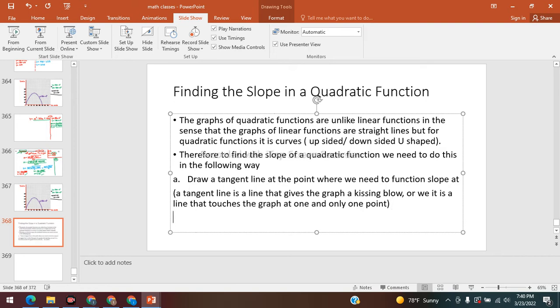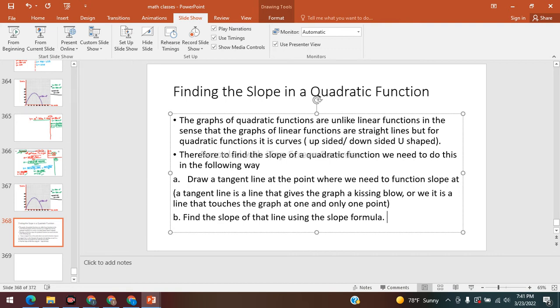And then the second thing we're going to do is find the slope of that line using the slope formula. All right.